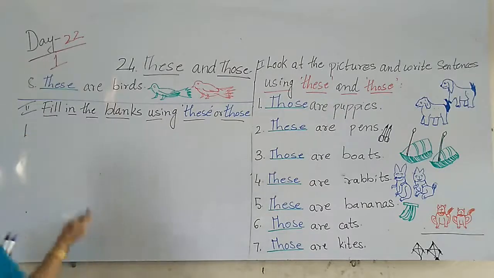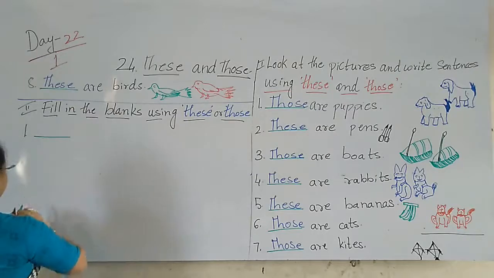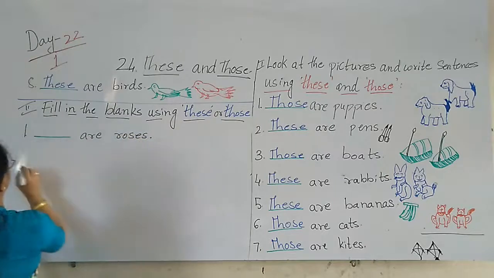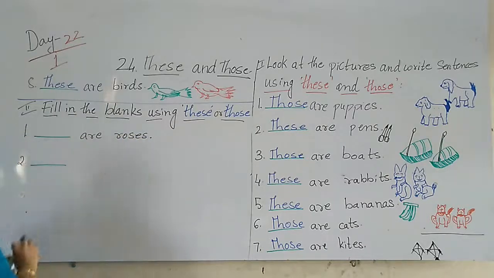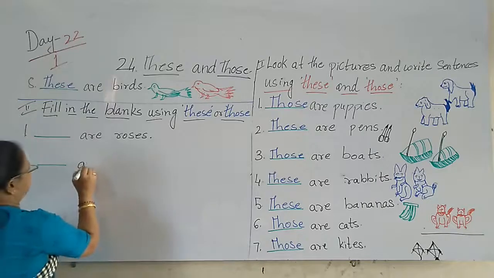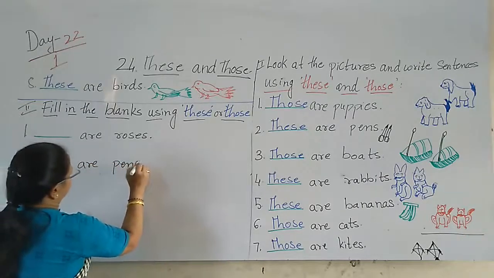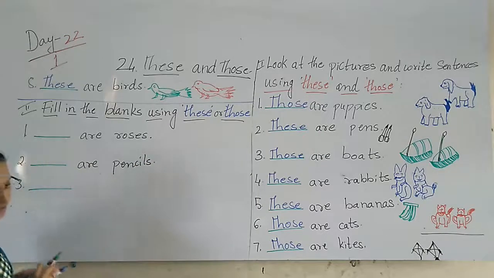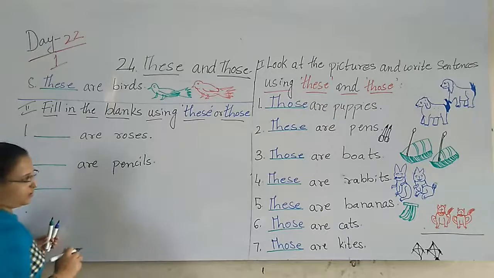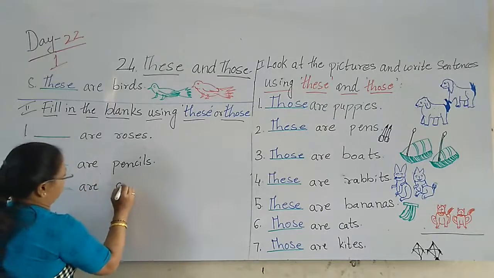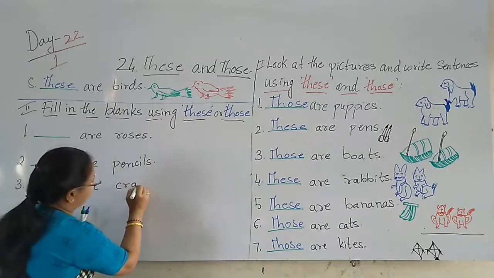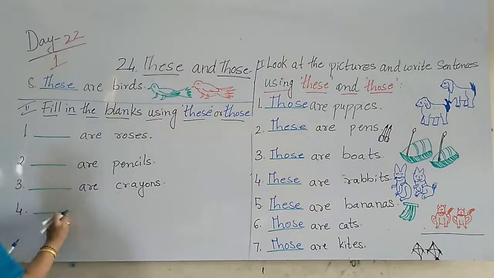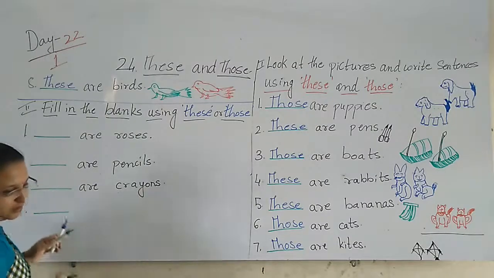Dash are roses. Second one, dash are pencils. Third one, dash are crayons. Fourth one, dash are oranges.